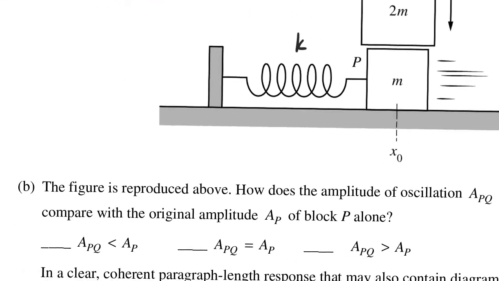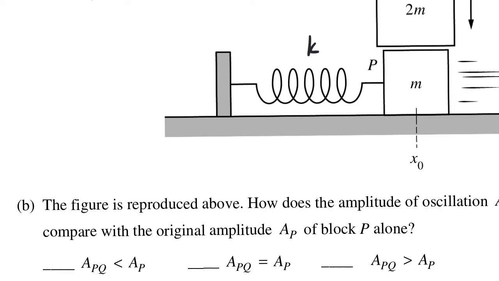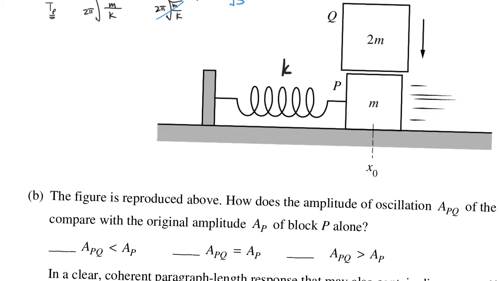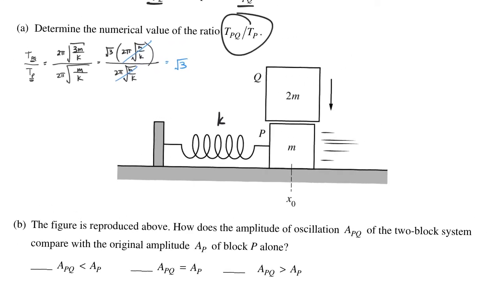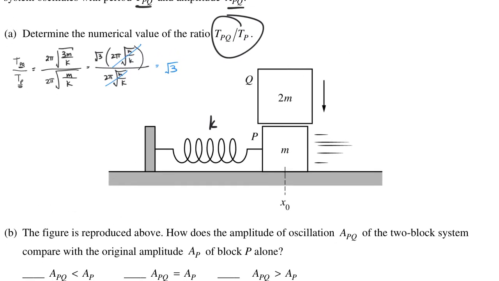And I'm going to try and leave the final question for a minute, but it doesn't look like I'll be able to do that, so here we go. I think we can. Can you read all of that in there? I think you can. It says the figure is reproduced above. How does the amplitude of oscillation of the 2-block system compare with the original amplitude of block P alone?